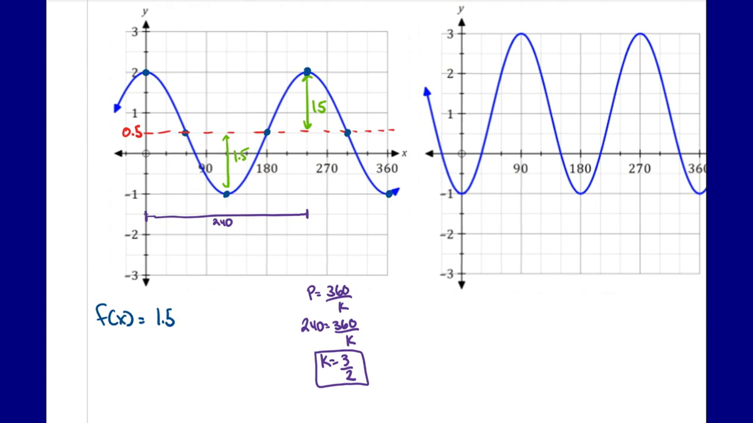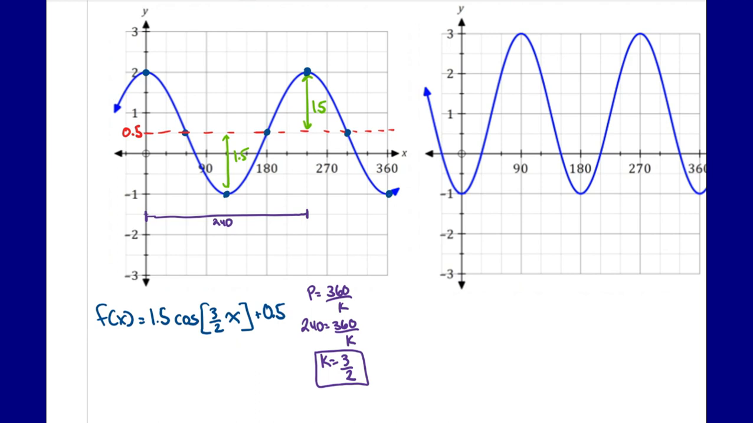So 1.5, or you could say 3 over 2. Again, whichever you prefer. We'll just say 1.5. So 1.5 cosine. And then we need our K value, 3 over 2 x. Have we moved it left or right? Well, no, because our starting point is at when x is 0, which is what we want for the sine or cosine wave. And then our amplitude plus 0.5, or sorry, our midline of 0.5.